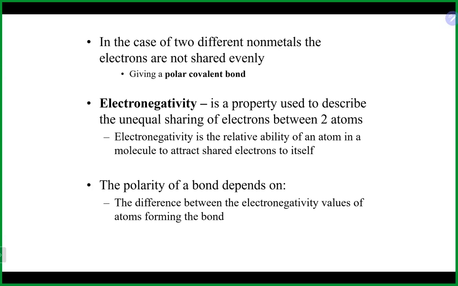A difference of 0.4 or less is considered a nonpolar bond, which means essentially the electrons are going to be shared equally, and there's not going to be a positive or negative side to that bond. And that has a really big effect on how molecules can interact with each other. So for example, the way molecules interact with each other is through intermolecular forces. And again, the basic interaction is positive and negative attraction between molecules.